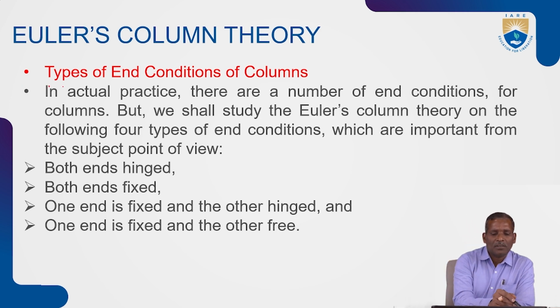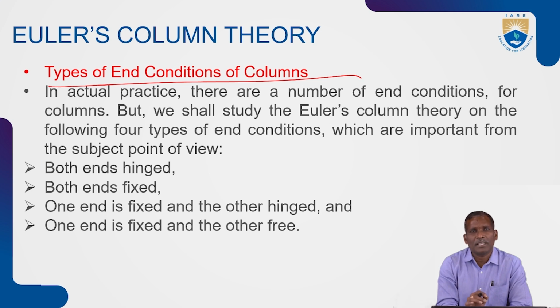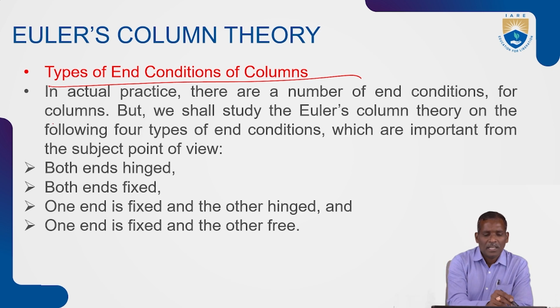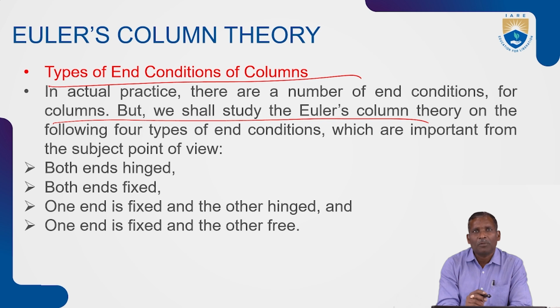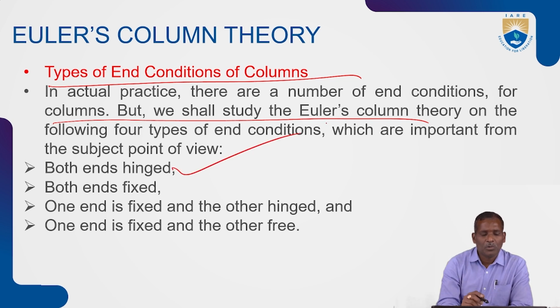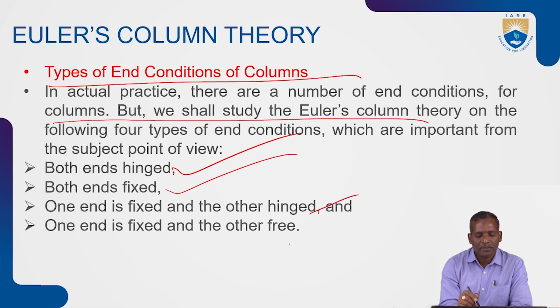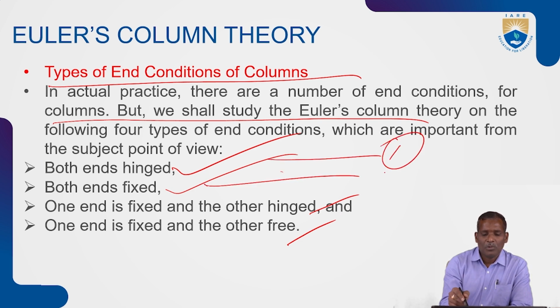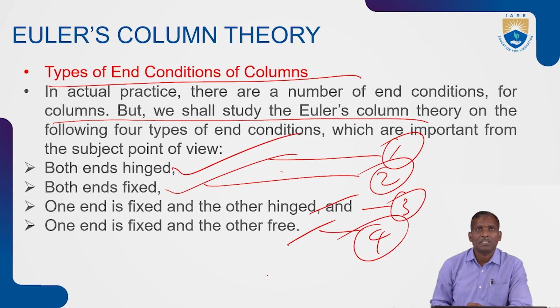Next is types of end conditions of columns. Very, very important, these end conditions. Based on these end conditions, we will derive Euler's theorem. In actual practice there are a number of end conditions for columns, but we shall study Euler's column theory on the following four types of end conditions, which are important from the subject point of view. One, both ends hinged. Second, both ends fixed. Third, one end fixed and the other end hinged, and fourth, one end fixed and the other end free. So based on these end conditions, we will derive Euler's column theory by using boundary conditions.